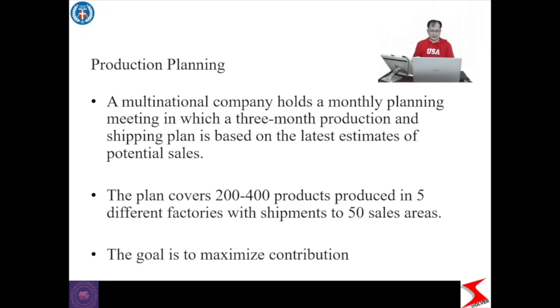And production planning is very common in the IE field. Here is a scenario. A multinational company holds a monthly planning meeting in which a 3-month production and shipping plan is based on the latest estimate of the potential sales. The plan covers 200 to 400 products produced in 5 different factories with shipments to 50 sales areas. The goal is to maximize contribution.